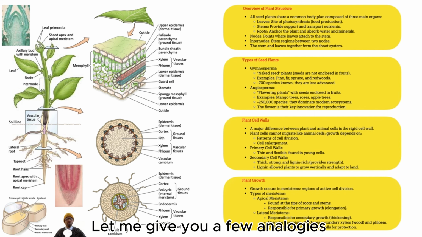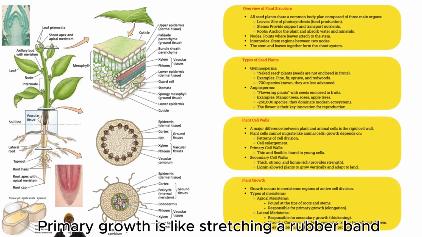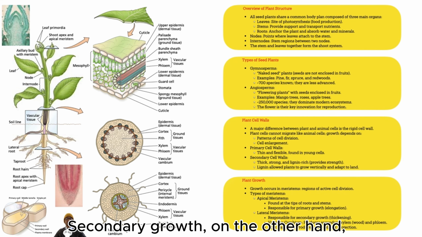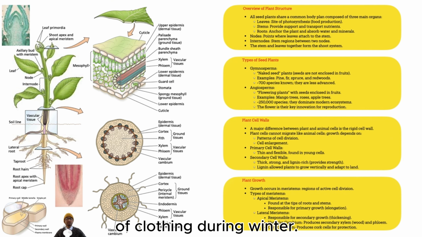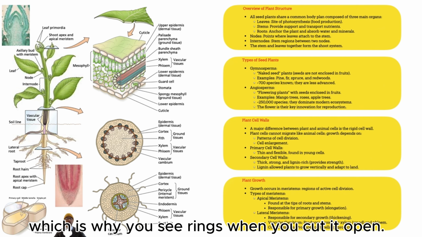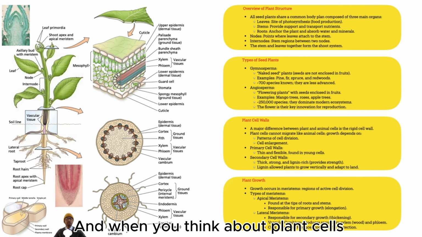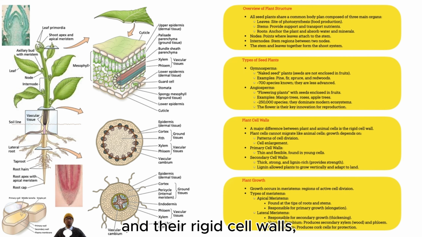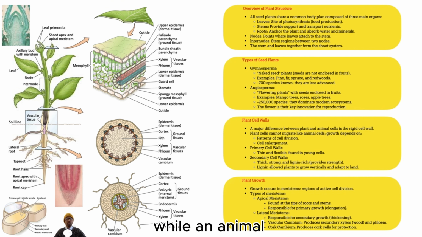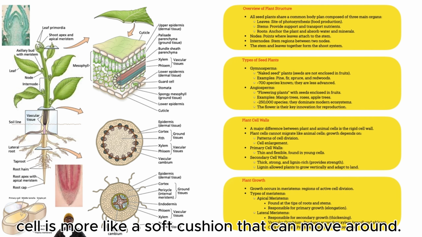Let me give you a few analogies to make this more relatable. Primary growth is like stretching a rubber band. It gets longer and longer, just like a plant growing taller. Secondary growth, on the other hand, is like putting on thicker layers of clothing during winter. A tree adds layers to its trunk every year, which is why you see rings when you cut it open. And when you think about plant cells and their rigid cell walls, imagine a plant cell as a brick in a sturdy wall, while an animal cell is more like a soft cushion that can move around.